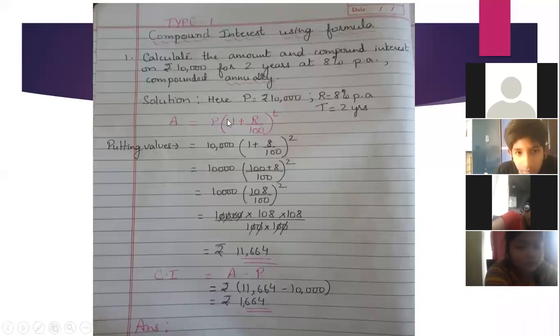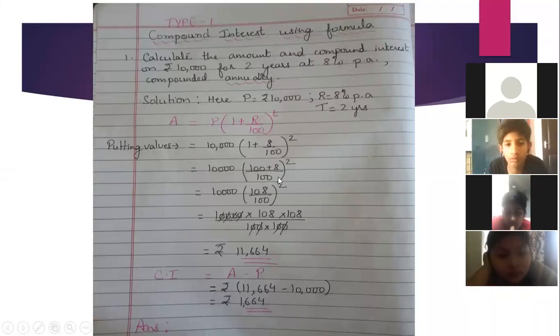Second step, write the formula. Then third step is write the numerical values which are given in the question. And then from putting the values, this step to this step, children, many of you don't understand how 1 plus 8 by 100 becomes 108 by 100. So in this particular question, I have shown this intermediate step. But now you are expected to understand that this is how it works.